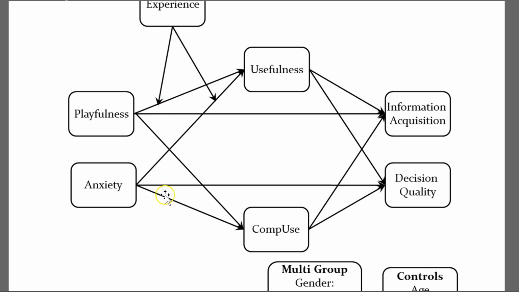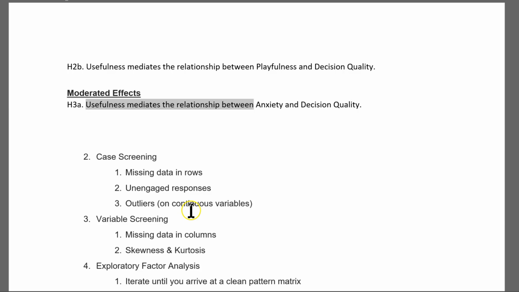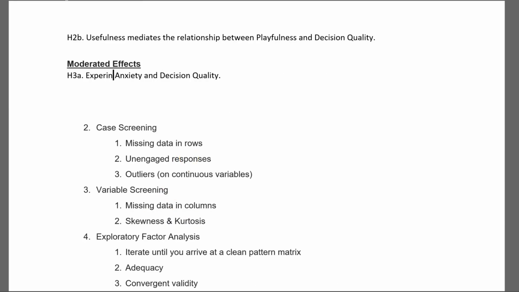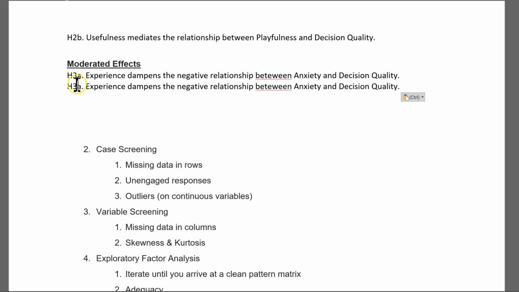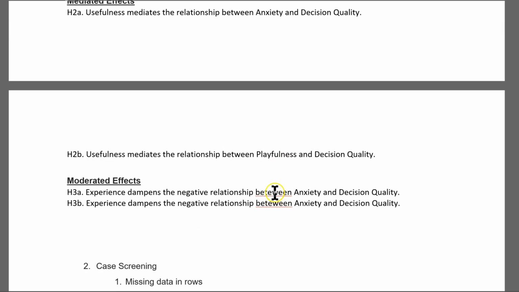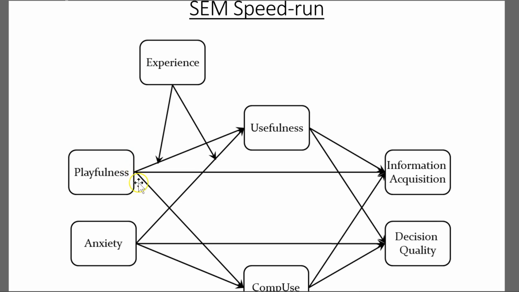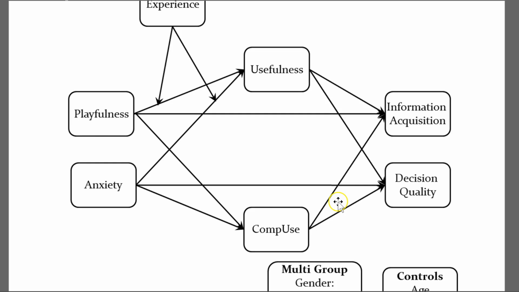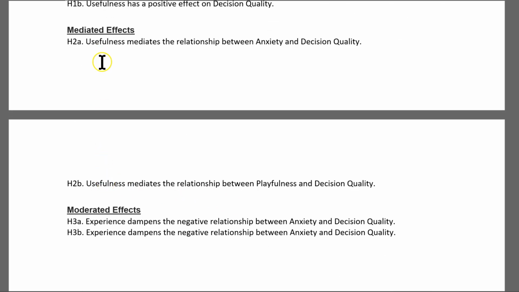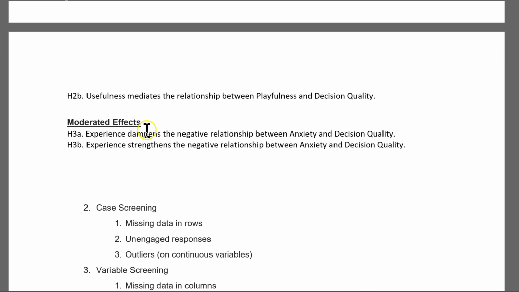All right, experience dampens the negative relationship between anxiety and decision quality. What did I say? Experience dampens the negative relationship between anxiety and decision quality. Nice. And let's do one more like this. And there we go. Call this H3B. And we'll say experience. Spelled that wrong. Experience strengthens the positive relationship between playfulness and information acquisition. That might actually make sense. Yeah. Let's see, experience strengthens the positive relationship between playfulness and information acquisition.